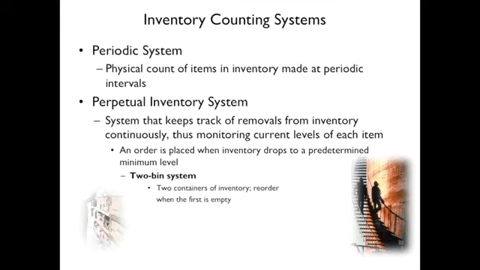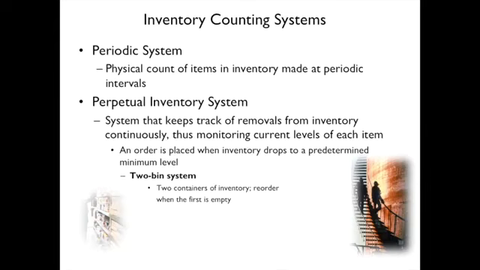Inventory counting system. So one is a periodic system where you physically count items in an inventory made at periodic intervals. Another is a perpetual inventory system. This keeps track of items from inventory continuously. So as they're used, they're monitored. And then at a predetermined minimum level, you make an order.